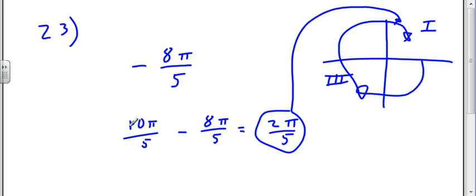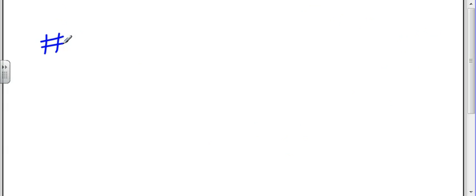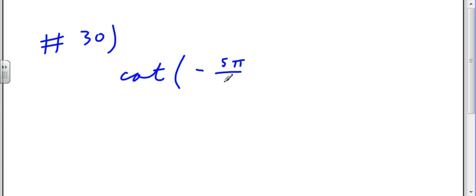Okay, I guess we can do that. We'll do number 30. Okay, I'm going to go back to 504. Okay, there we go. I'm on 10-4, and I want the cotangent of minus 5 pi over 4.